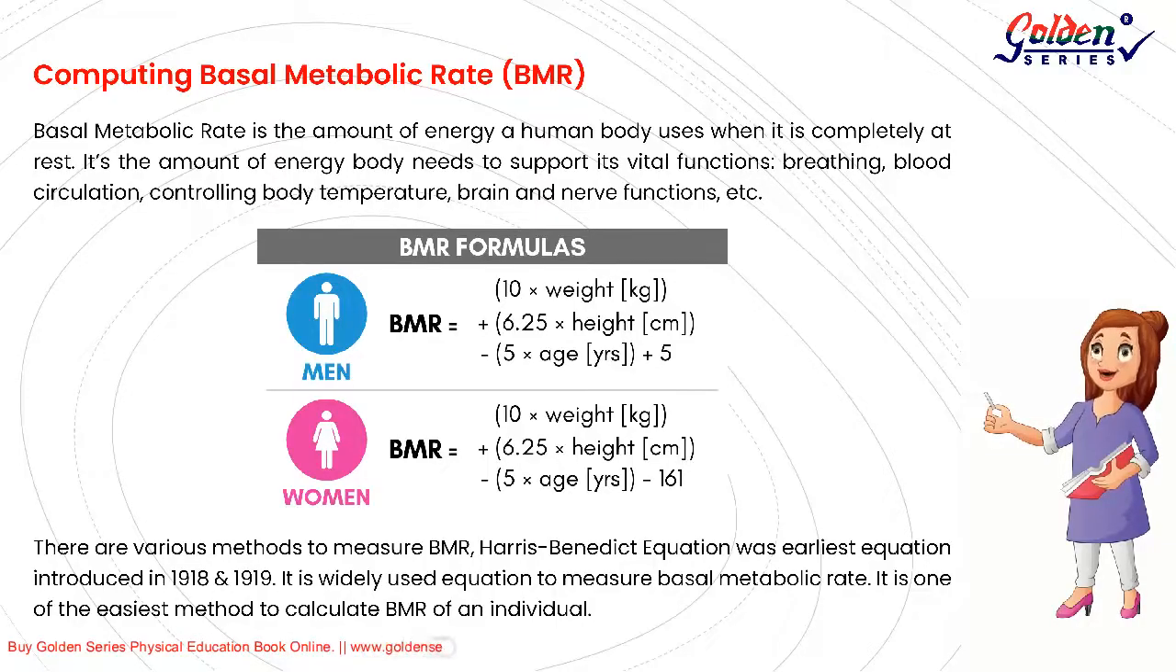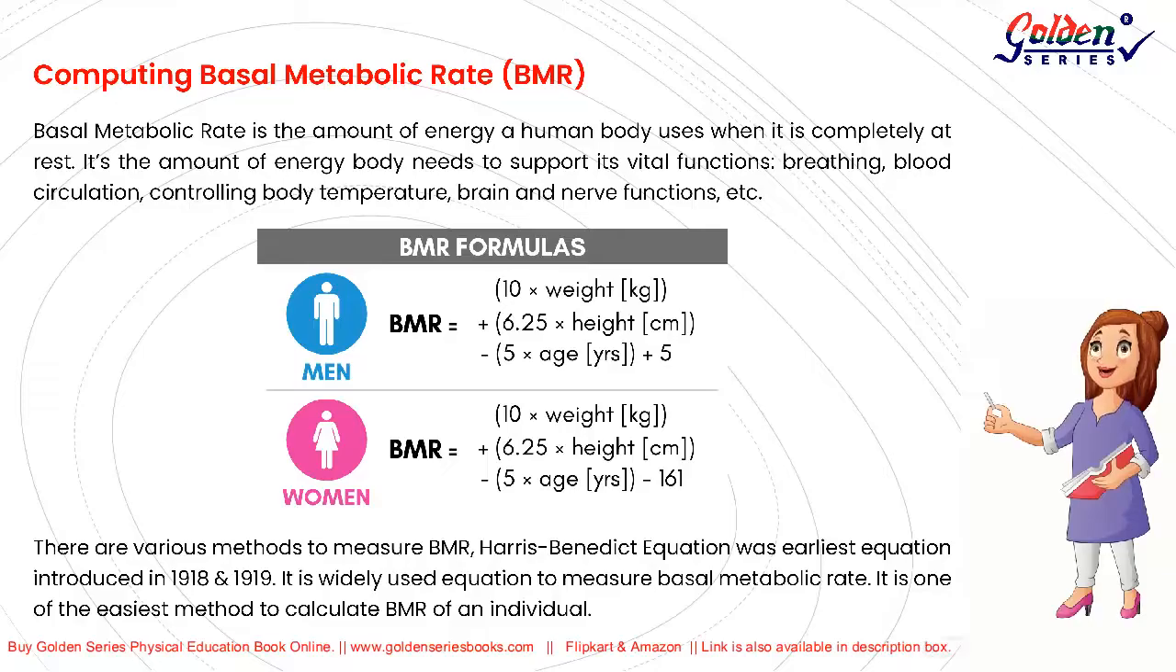Basal metabolic rate is the amount of energy a human body uses when it is completely at rest. It's the amount of energy the body needs to support its vital functions: breathing, blood circulation, controlling body temperature, brain and nerve functions, etc. There are various methods to measure BMR.